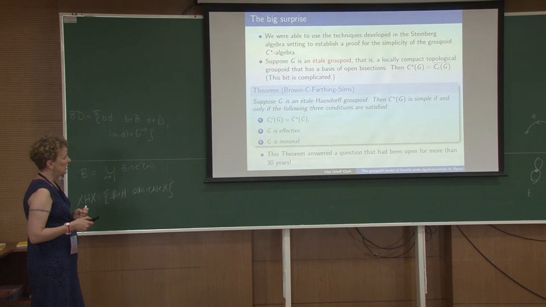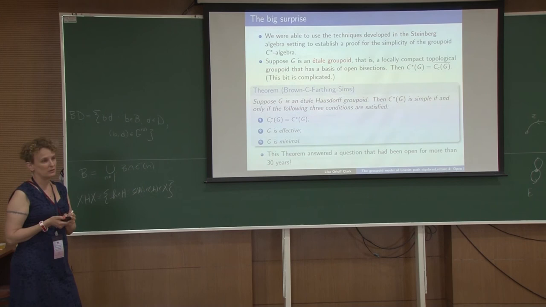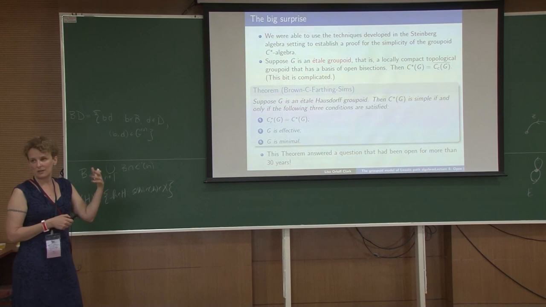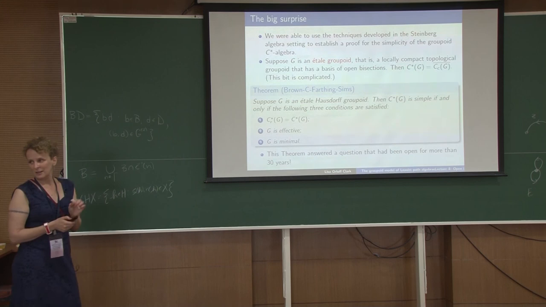And it answered a question that had been open in groupoid C-star algebras since Renault's original work in 1980. We didn't have necessary and sufficient conditions. So it's more than 30 years. And I think the reason why is we had a condition that if a certain thing held, then it was simple, but it wasn't effective. It was something slightly different than that.